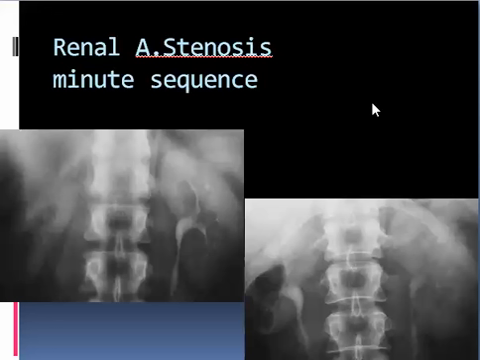And of course, renal artery stenosis is a cause of decreased function and of hypertension.